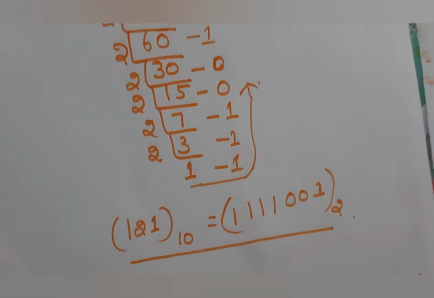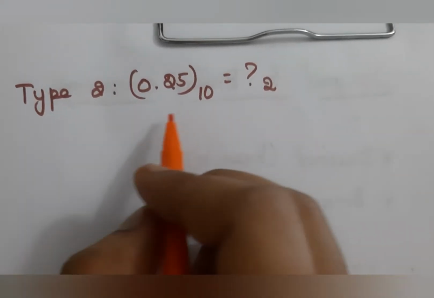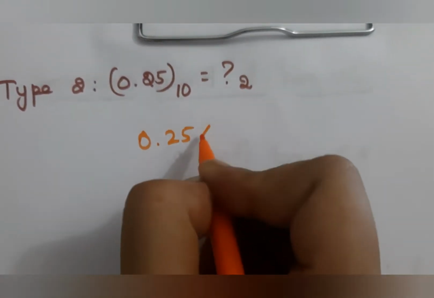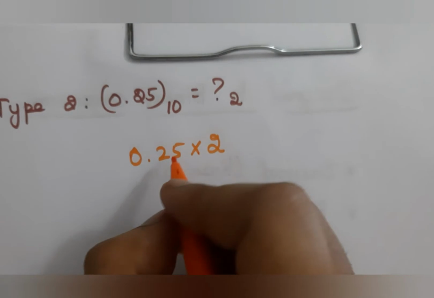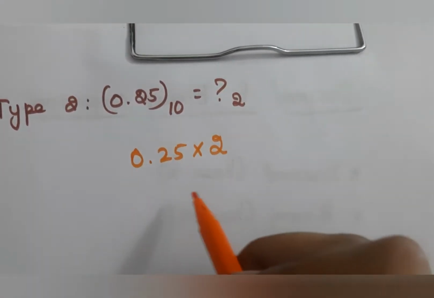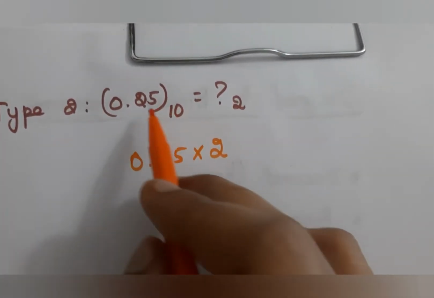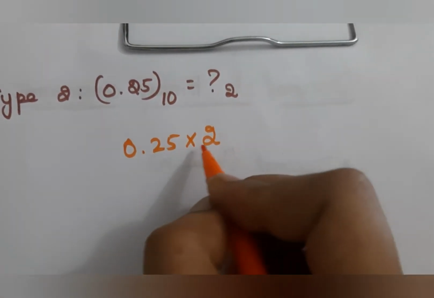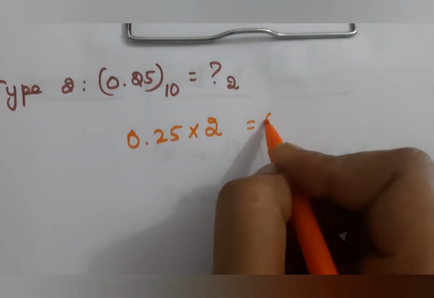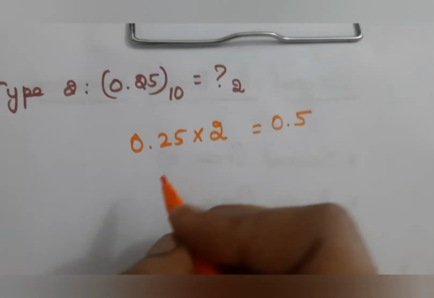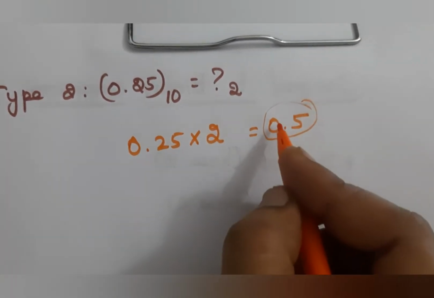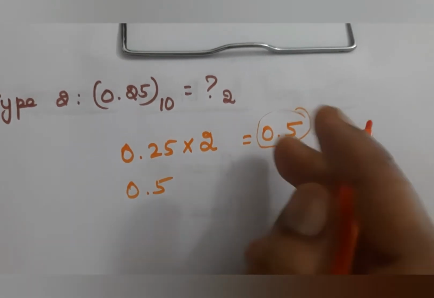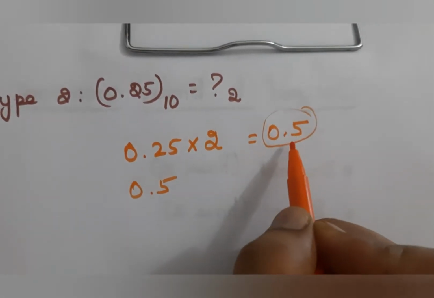And similarly, for a fraction number, we have to multiply the fraction number by 2. So a whole number means we divide the number by 2, and a fraction number means we multiply the number by 2. Here 0.25 times 2 is equal to 0.5. Again take this number, 0.5. If you have a 1 here, there is no need to take that 1. Only the fraction part you have to take.